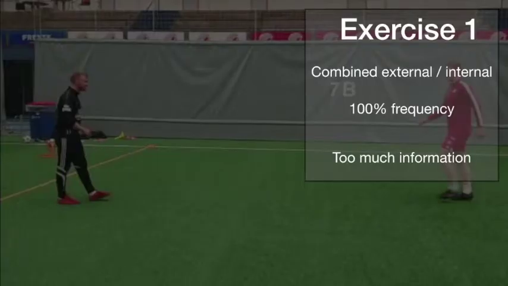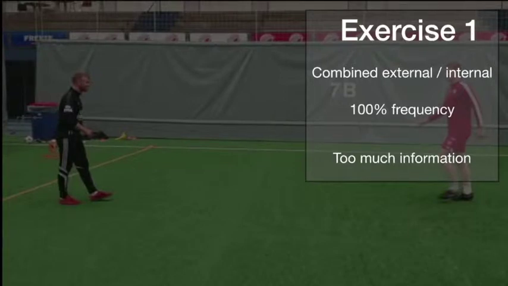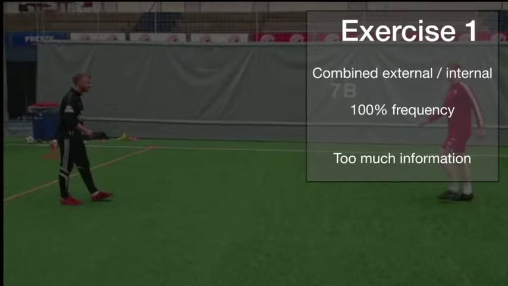Further consideration is that it has been suggested that internal cues actually take up more working memory. My use of these cues in combination with the number of cues, and also including some external, might place a significant demand on the working memory and therefore cause a decrement in motor learning.